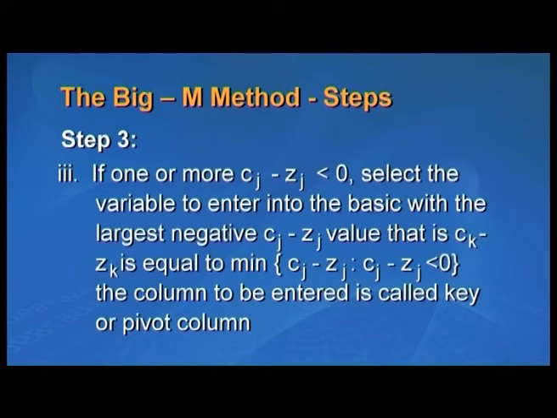If one or more Cj - Zj is less than 0, select the variable to enter into the basis with the largest negative Cj - Zj value, that is, Cj - Zj = minimum of Cj - Zj, where Cj - Zj is less than 0. The column to be entered is called the key or pivot column.